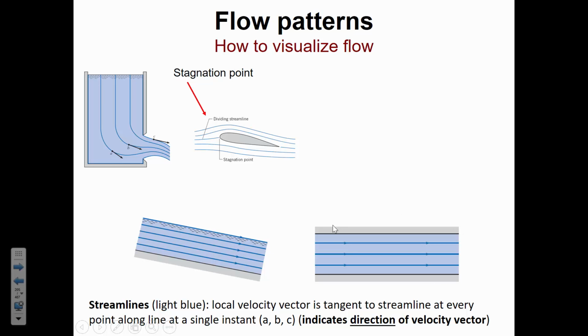Whereas in this case, it's a cross-sectional view of flow through a pipe. In both cases, you can get an idea that the water is flowing from the left to the right because these streamlines have arrow tips on them. So you get an idea of the direction, but we can't tell the magnitude of the velocity through the river or through the pipe. We just can see the direction.